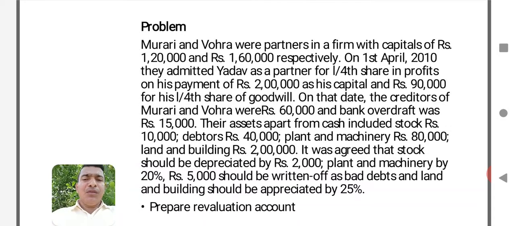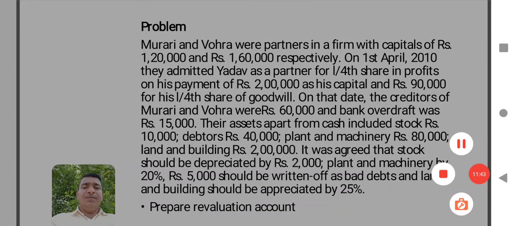Whatever may be the profit or loss of revaluation, it will be transferred to the old partners capital account, and it will be transferred in their old profit sharing ratio. This is the point you have to keep in mind. Here sacrifice ratio has no relevance, new ratio has no relevance. The old profit sharing ratio is the ratio upon which the revaluation profit or loss should be distributed among the partners. Here only to the old partners you have to give it in the form of the old profit sharing ratio.